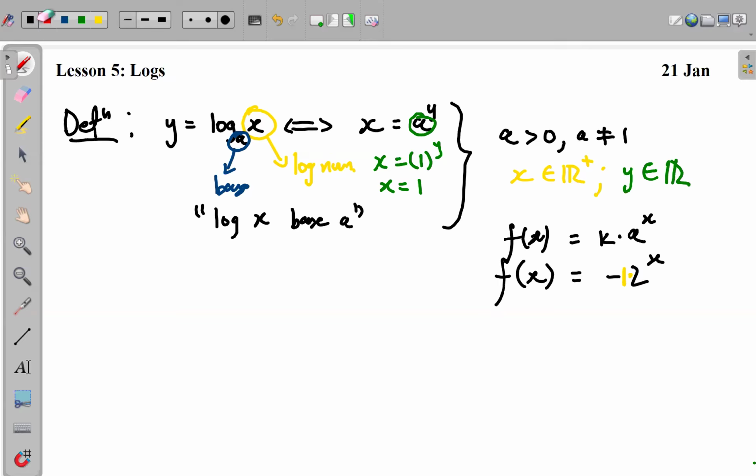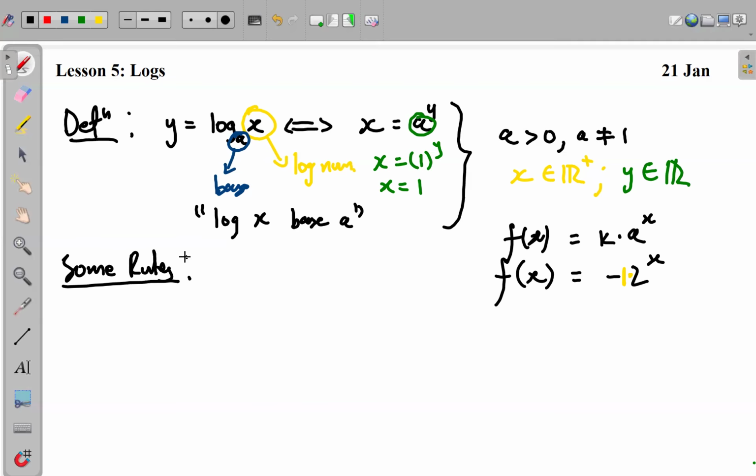So just as we have laws of exponents, we also have laws of logarithms. Logarithmic laws, or laws of logs, whichever way you want to phrase it. Bottom line is these are rules.